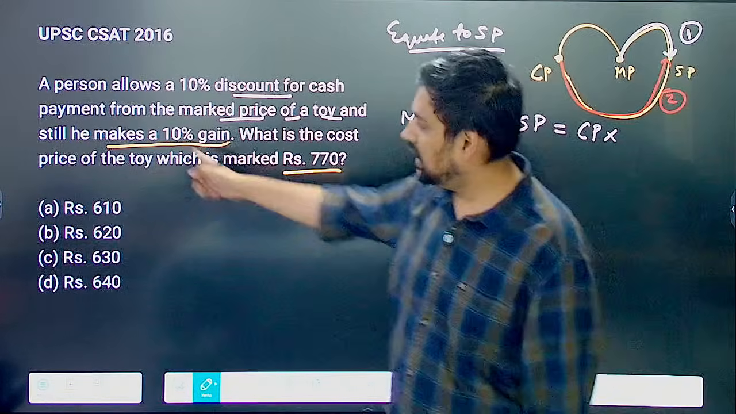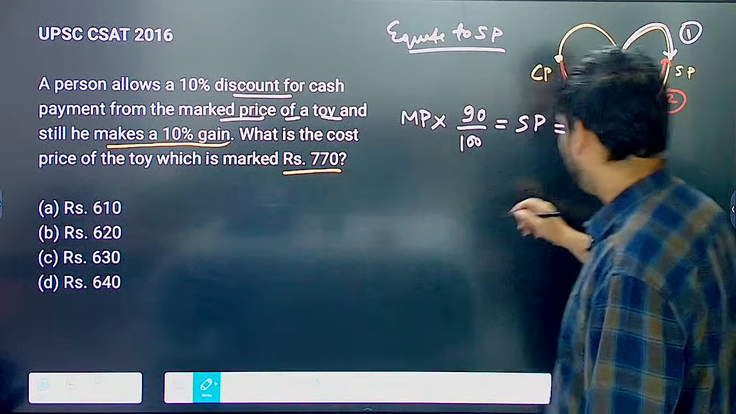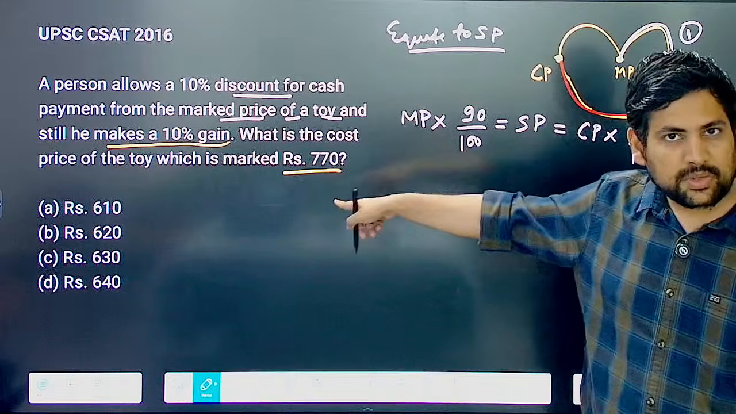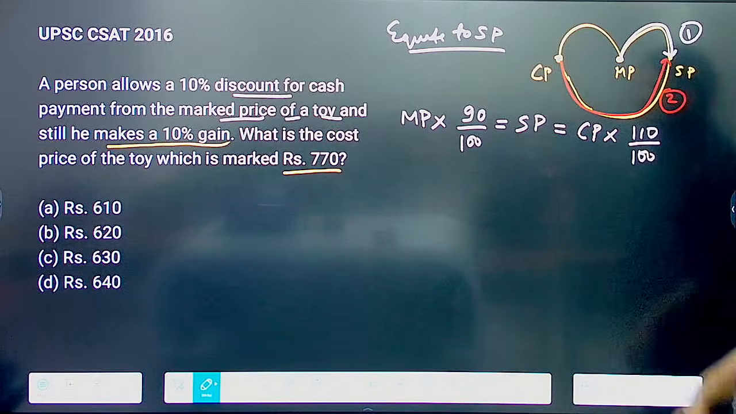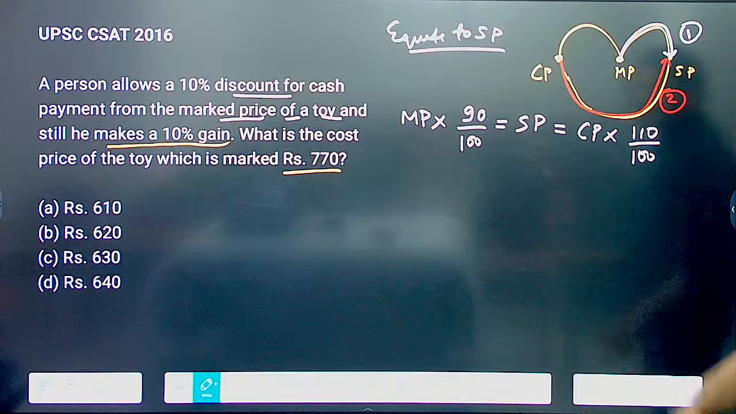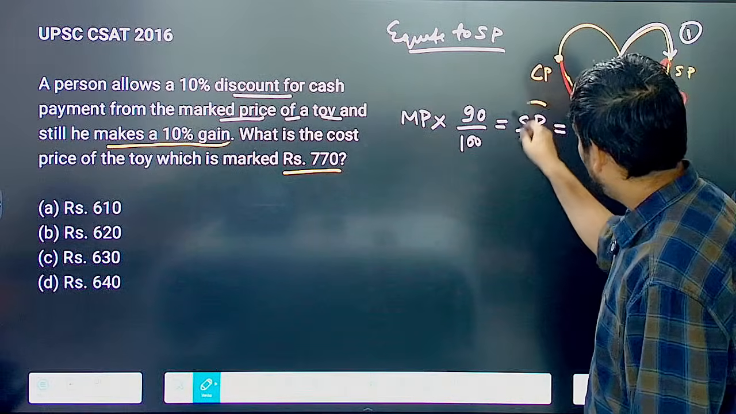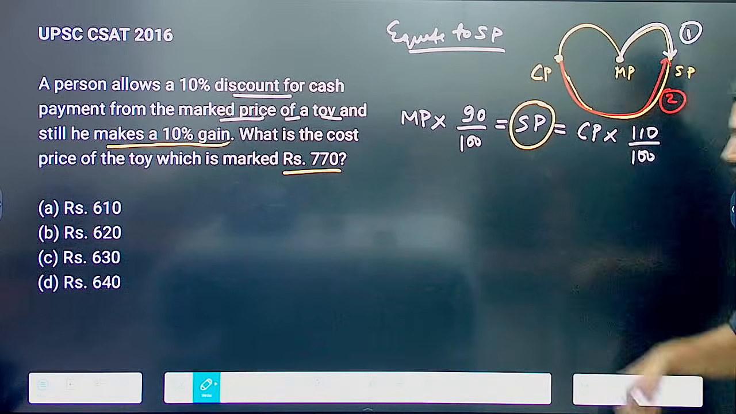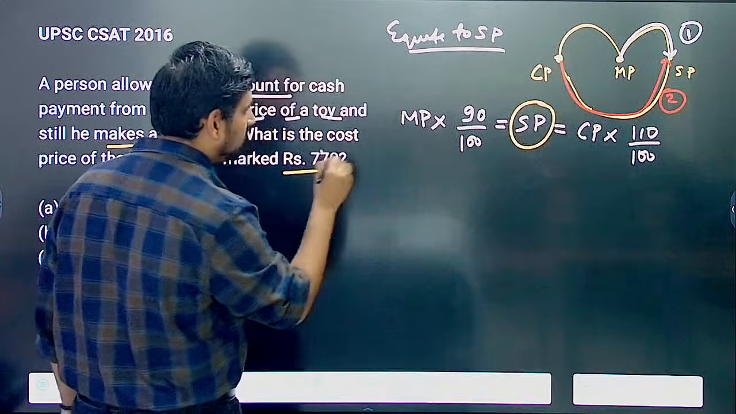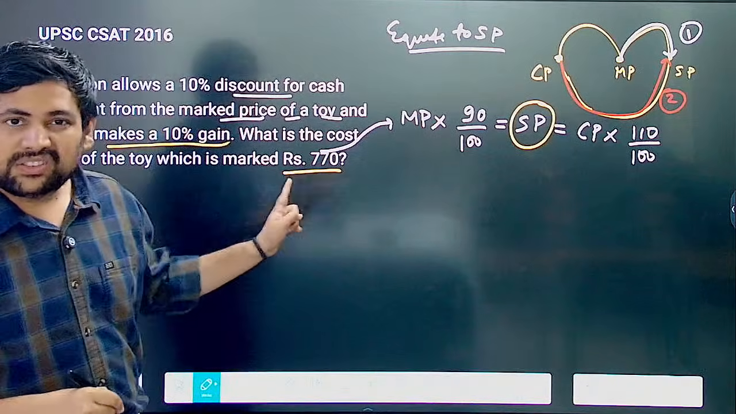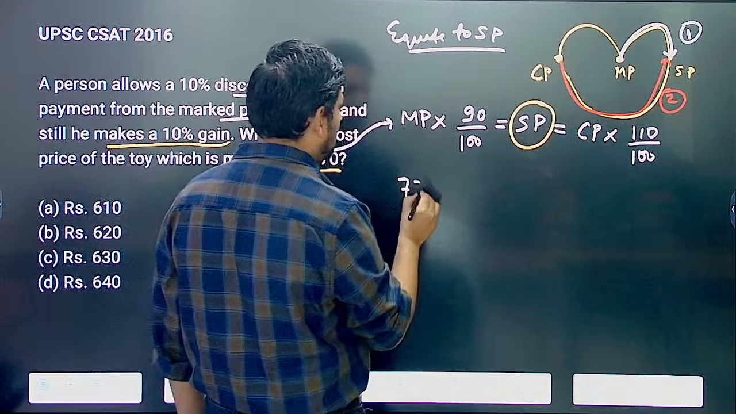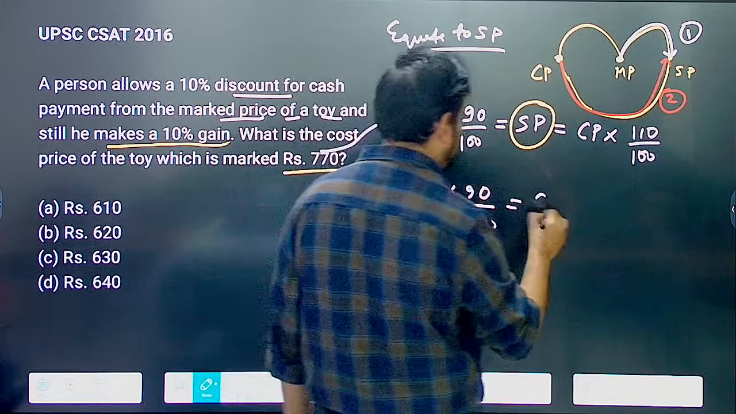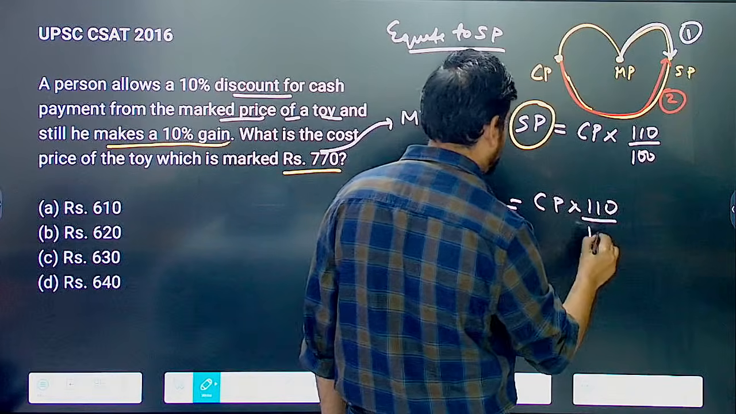What is the amount of gain? 10% gain, correct? So that means 110 by 100, 100 plus 10. Why? Because this is profit percent. So 110 by 100. This you can feel, correct? Now SP is common in them. That means this is also directly equal to this. So now you put the values. You can put the value of marked price also, which is given as 770. So I put the values here. 770 into 90 by 100 is equal to CP into 110 by 100.